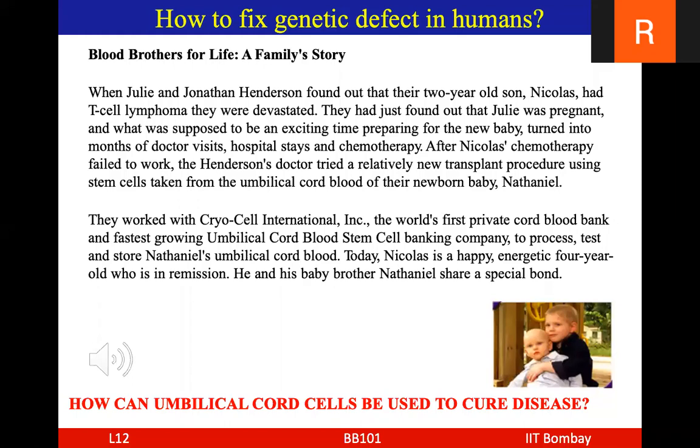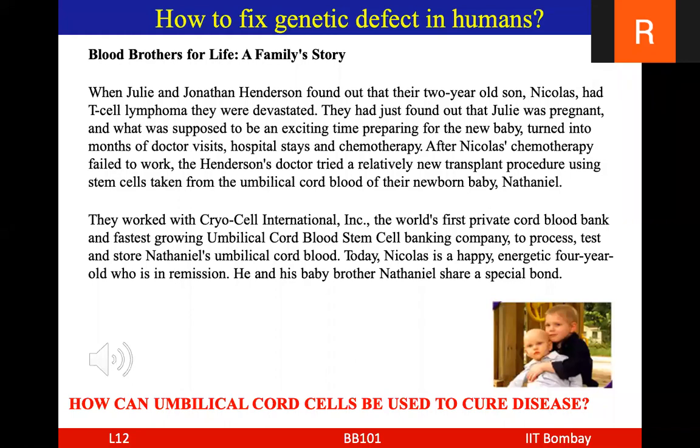Here is a very touching story of blood brothers for life, which is a family story. Let me read it for you. When Julie and Jonathan Henderson found out that their two-year-old son, Nicholas, had T-cell lymphoma, they were devastated. So they had a little two-year-old boy with lymphoma. Lymphoma is a type of cancer.